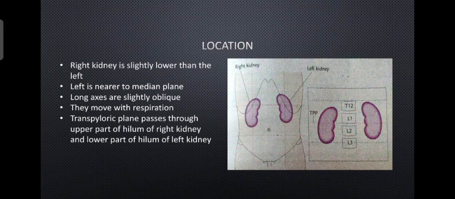Then they usually move with respiration to some centimeters due to the increase and decrease of the abdominal pressure. Then the transpyloric plane, since they are arranged slightly upwards and downwards, passes through the upper part of the hilum of right kidney. See here, this is the right kidney and its hilum. Hilum is the area that we will discuss later. The transpyloric plane passes just above the hilum of the right kidney, while it passes along the lower part of the hilum of the left kidney. Just remember this. That's about the location.